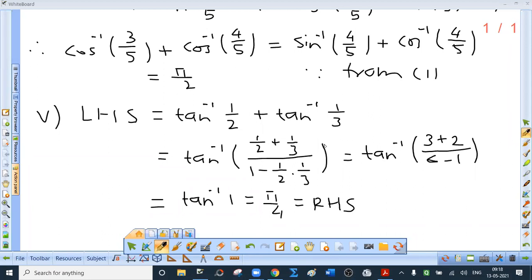Now substitute the values to get tan inverse 1. But what is tan inverse 1? Pi by 4. Same as the right hand side.